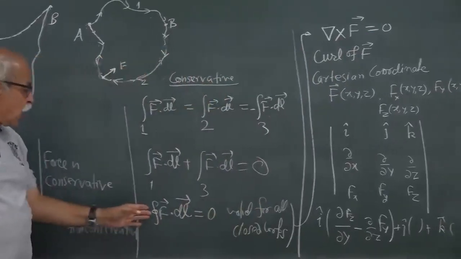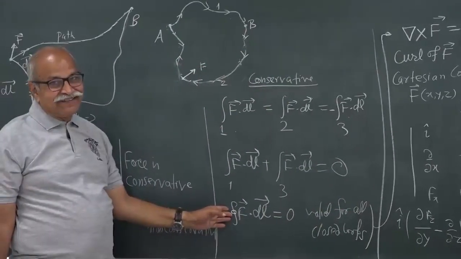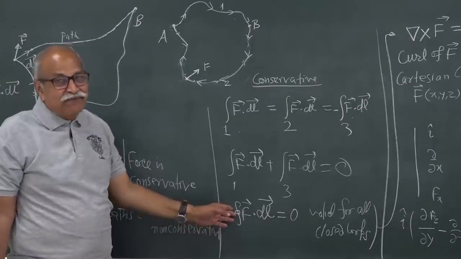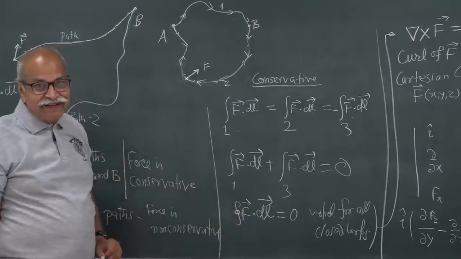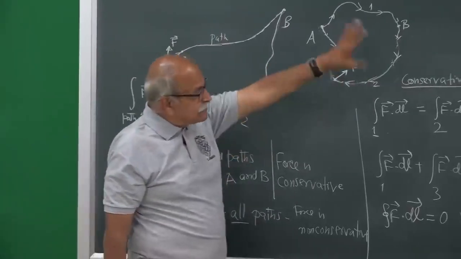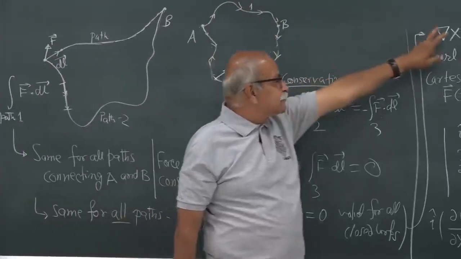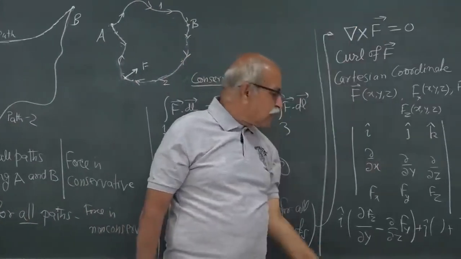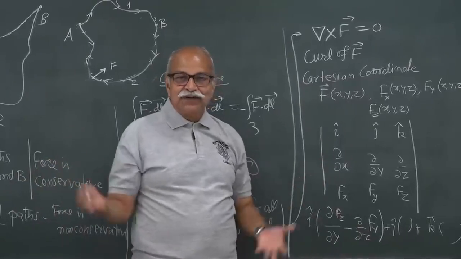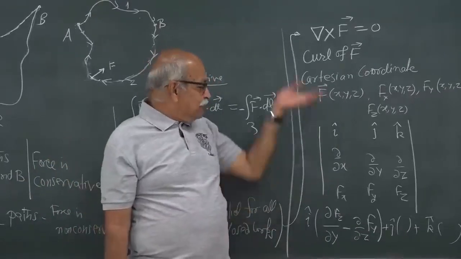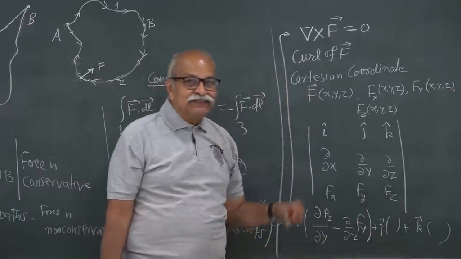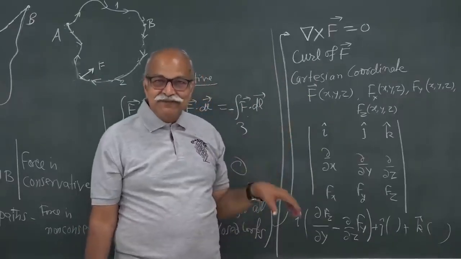In this definition, how many closed paths will you check? It may be 0 on 10 different closed paths, but then on the 11th, it may not be 0. How many closed paths can you check? Or how many different paths between the same two points can you check? But here it is very foolproof. If you know the expression of force in terms of x, y, z, do this operation, and if that turns out to be 0, there is no path, closed or open, between this point and that point. If for every x, y, z this is 0, and the expression itself will tell whether it is 0 or not, you can decide from here whether the force is conservative or non-conservative.